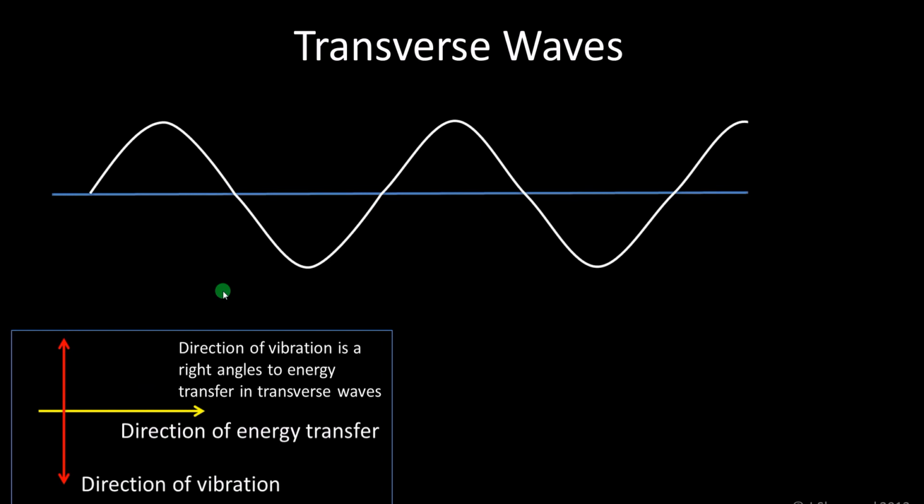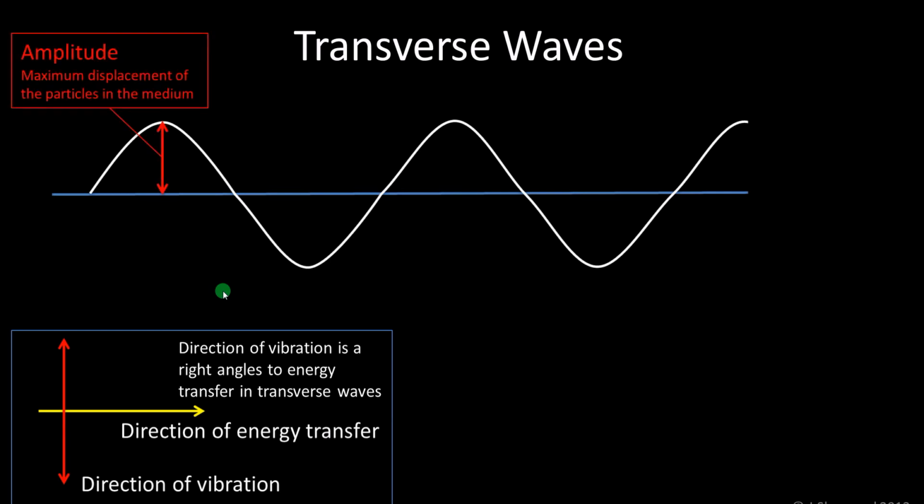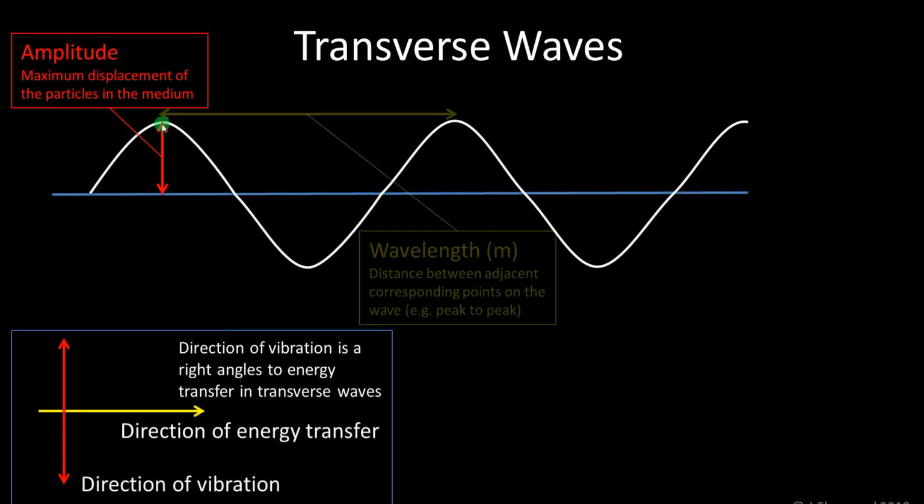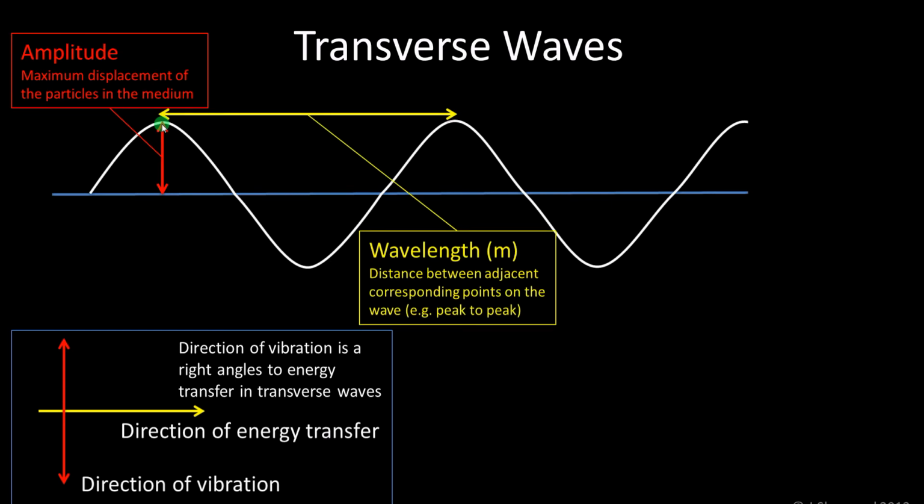We also need to be able to label parts of a transverse wave, and the two key things you need to label are the amplitude of the wave, which is the maximum displacement of the particles in the medium. That's how far the particles move side to side at maximum. So it's from this blue centre line, which is where the medium would be if there was no wave at all, up to the peak of the wave. The second property is wavelength, and the easiest way to measure that is from one peak to the next peak. You could do it from one trough to the next trough as well.